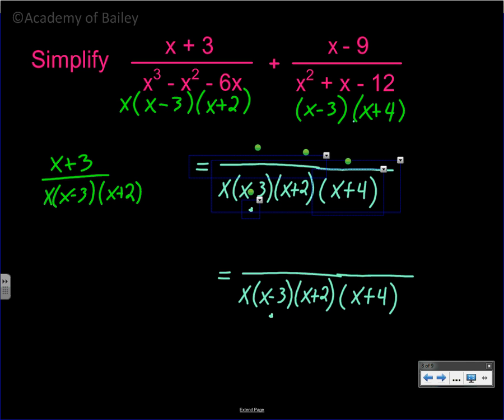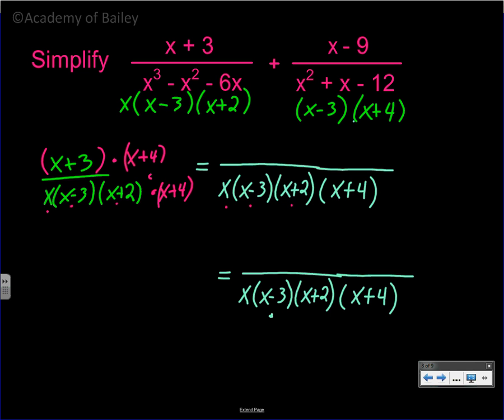What did you have to multiply that by to get the common denominator? Well, let's see here. We have x, which is here, x minus 3, which is there, and x plus 2, which is also there. It is x plus 4. You're going to multiply it by x plus 4, so then you have to multiply the top by x plus 4. Go ahead and multiply the top by x plus 4. You get x squared, 3x, 4x, x squared. The 3x and the 4x make a positive 7x. And 3 times 4 is a positive 12.